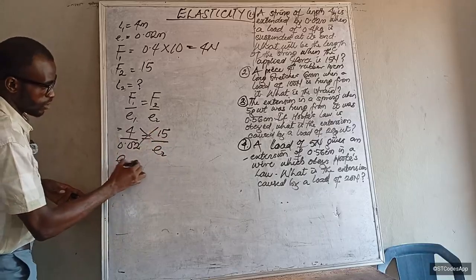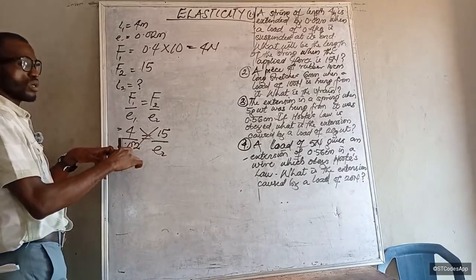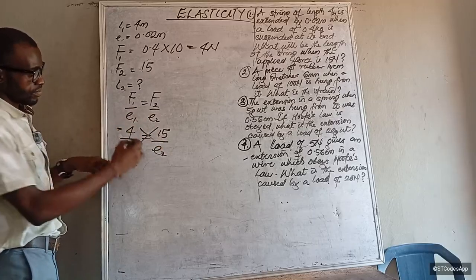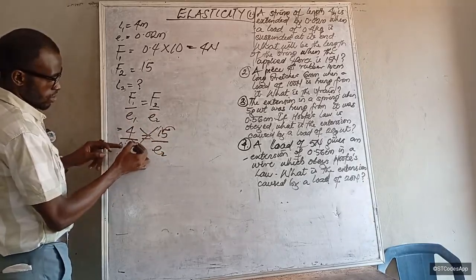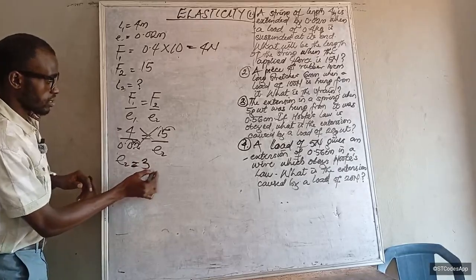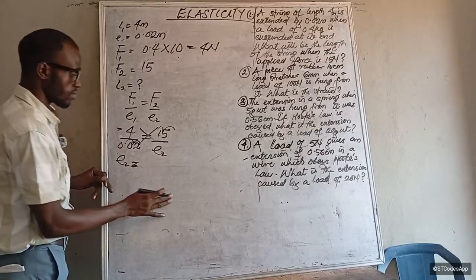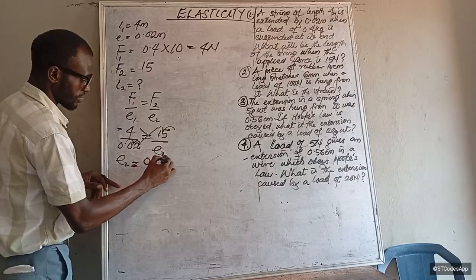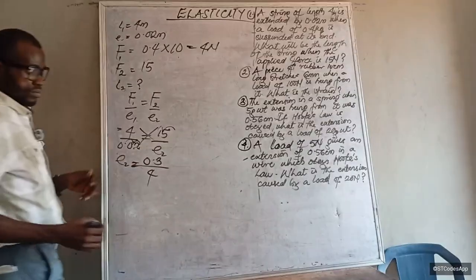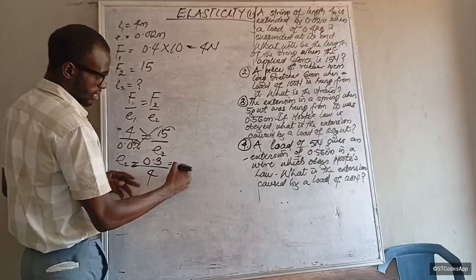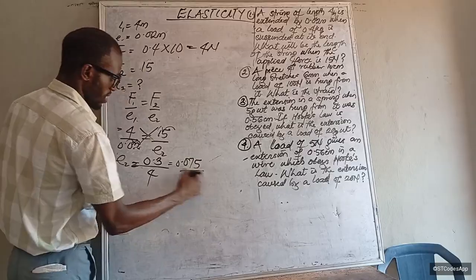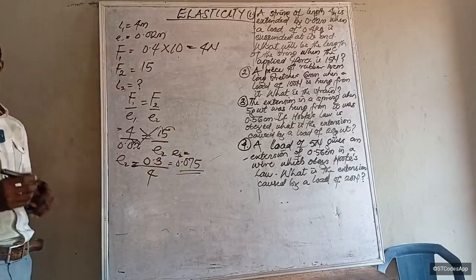Cross multiply, you have E2 will be equal to 15 times 0.02. 2 times 15 is 30, so 0.3. Yes, 0.3 over 4. Is that clear? So what would this give you? 0.075. That's the E2. Is it clear?